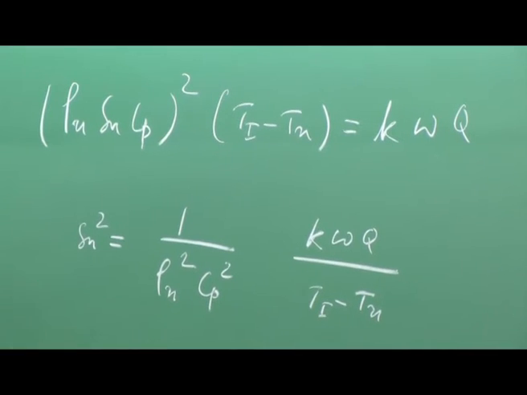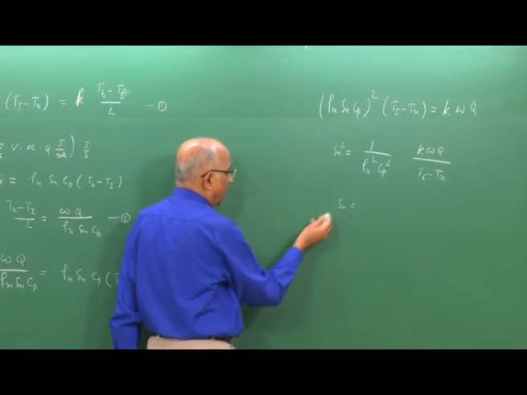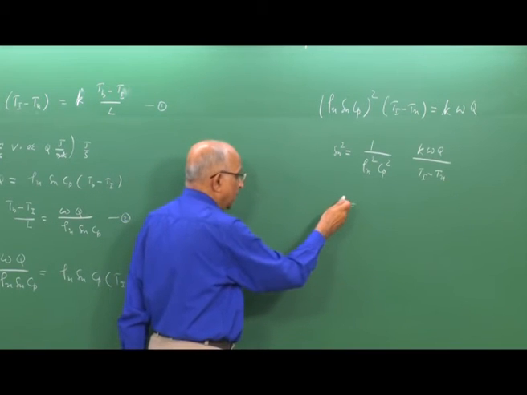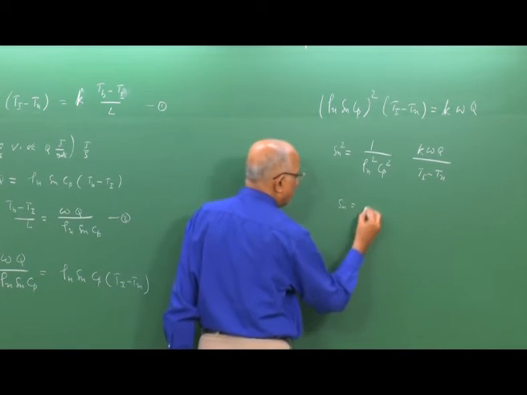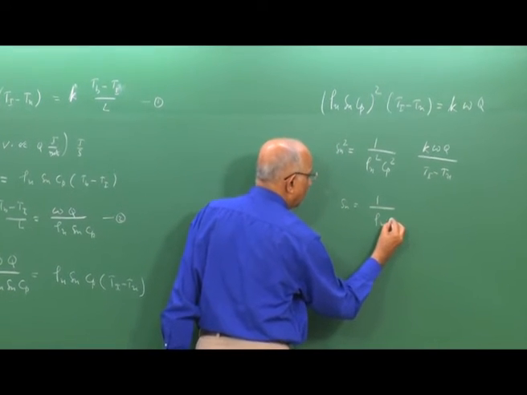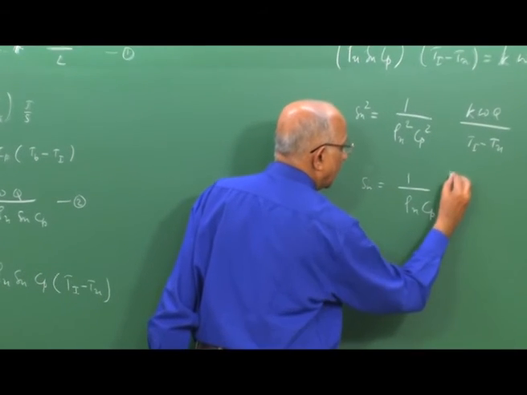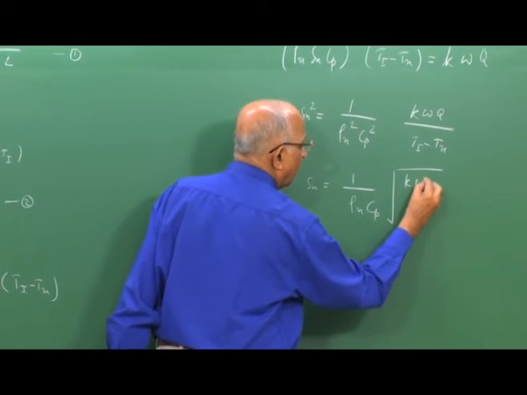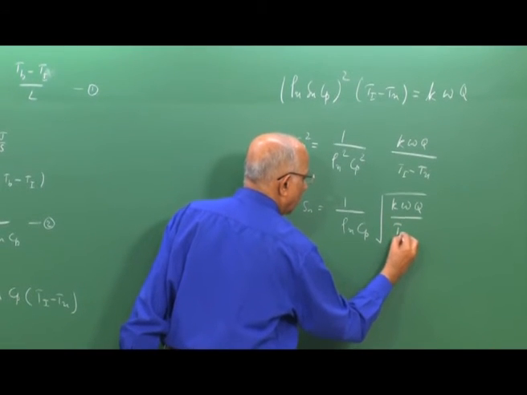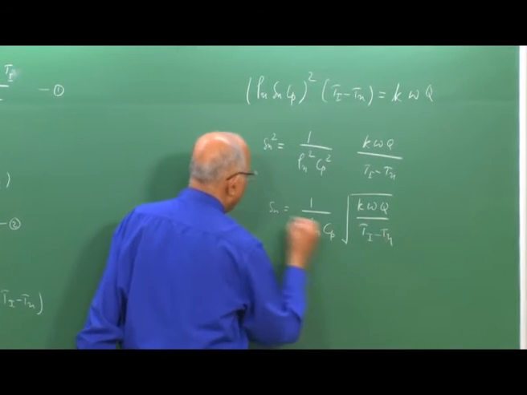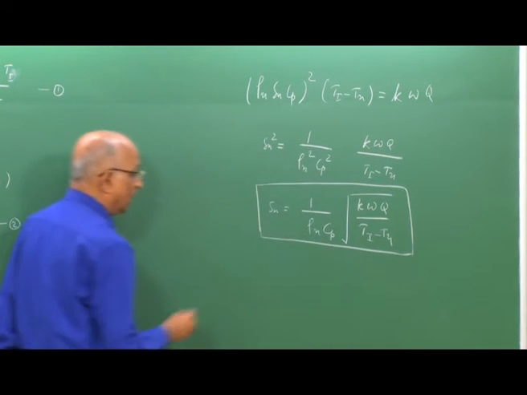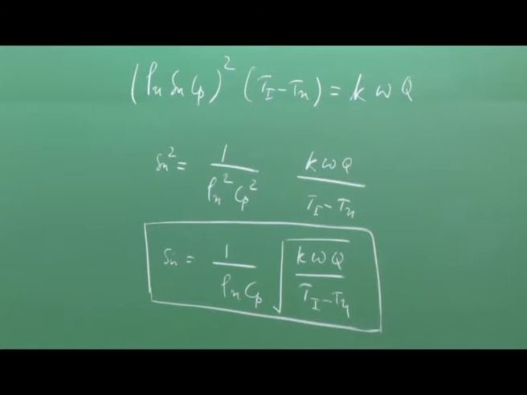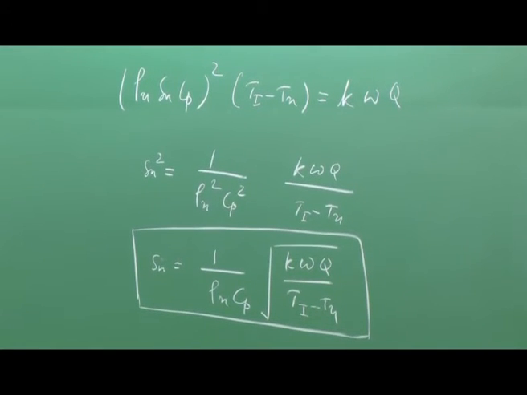Or rather, the value of the speed at which the combustion propagates into the unburned gas medium, so many, let us say, meters per second, is equal to 1 over rho u into Cp, into, now I take the square root of this side, K omega Q divided by Ti minus Tu. Well, this becomes my expression, and this is the rate at which the flame is propagating into the unburned gas mixture, or the combustion is propagating into the unburned gas mixture. And let us say what are the things which are involved here.